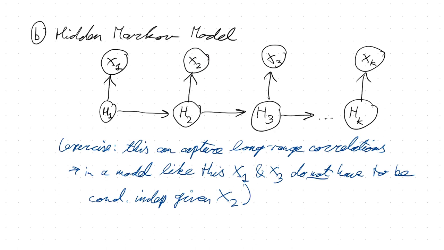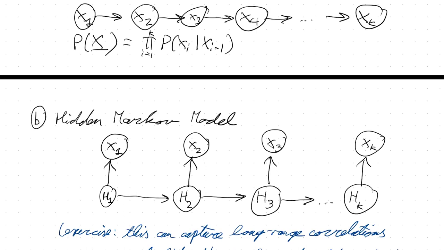about X2 alone. And this is different from these Markov models, where knowing X2 tells you everything you could know about X3. Knowing an additional X1 doesn't help you, because that only explains where X2 came from, but it doesn't then help you to understand where X3 came from. And this is different in these hidden Markov models.